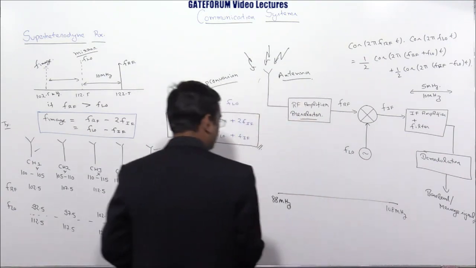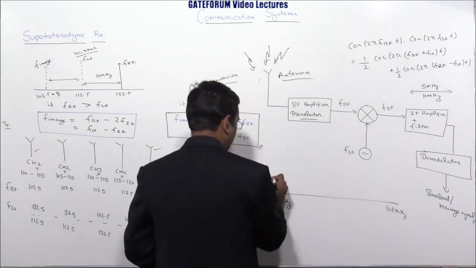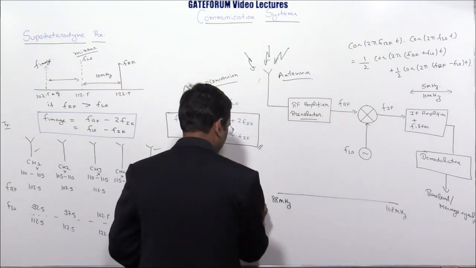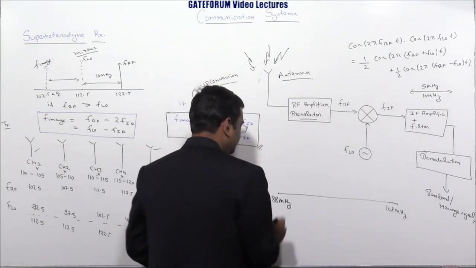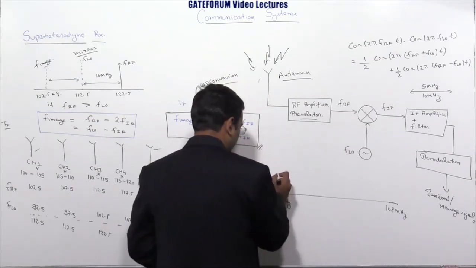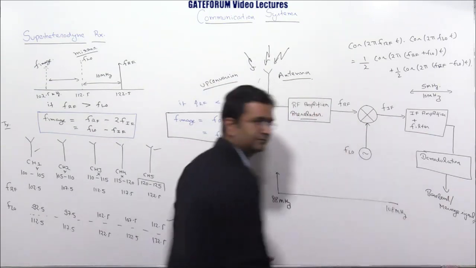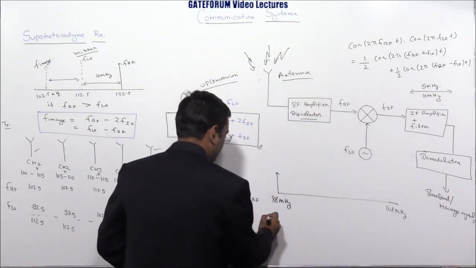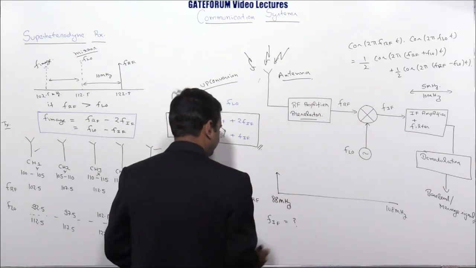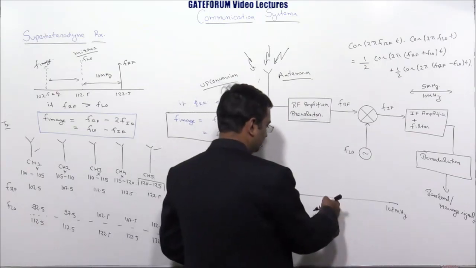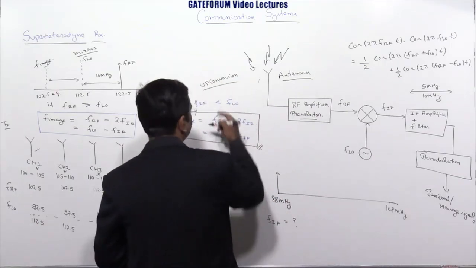Okay. Now this is your FRF. Right, this complete range is FRF. What should be the FIF, so that if I am standing here, the image should fall beyond this? Okay, let's say that is FIF, which is question mark. And when I am standing here, FLO must be here. So FRF is lesser than FLO.